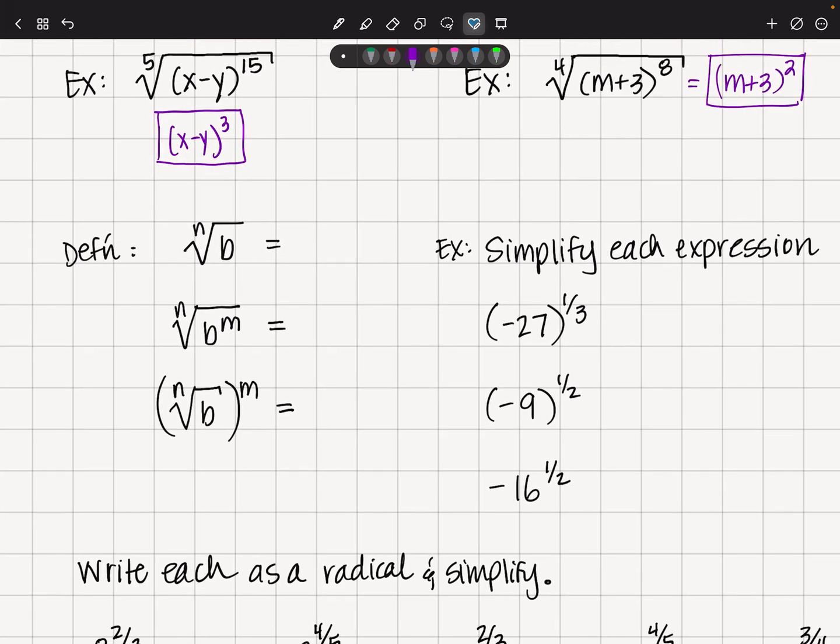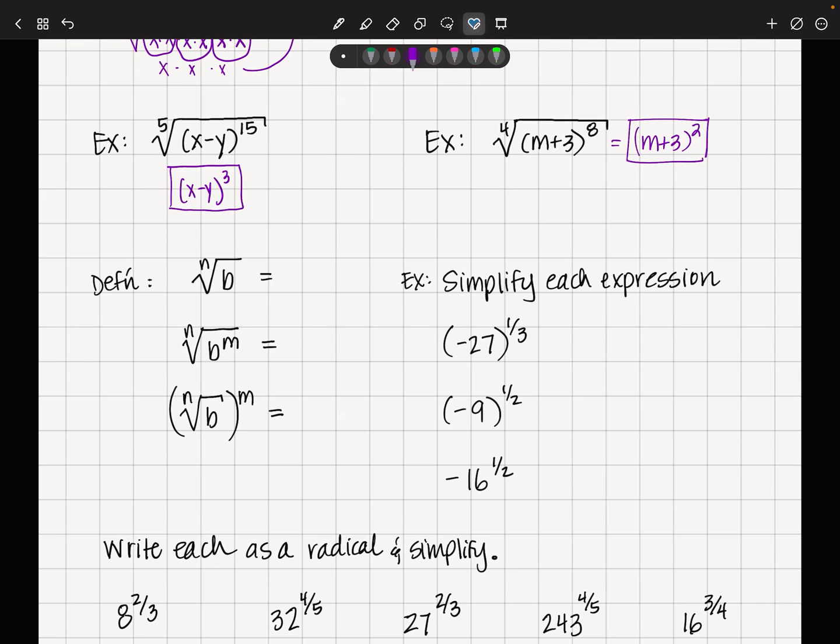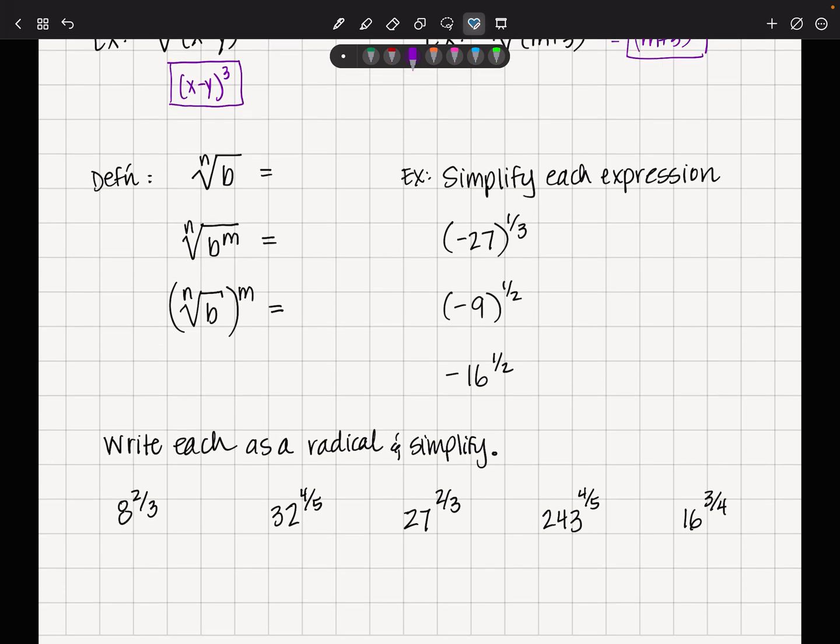Okay, in the next video, we'll talk about the definition of the nth root of b, how we can write fractional exponents as radicals, and radicals as fractional exponents.